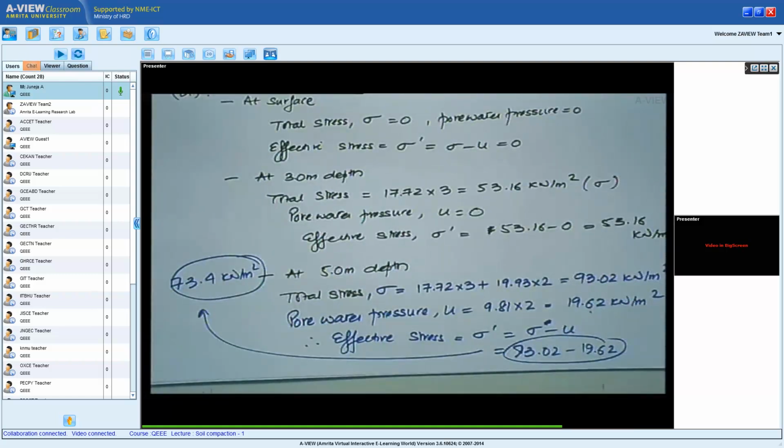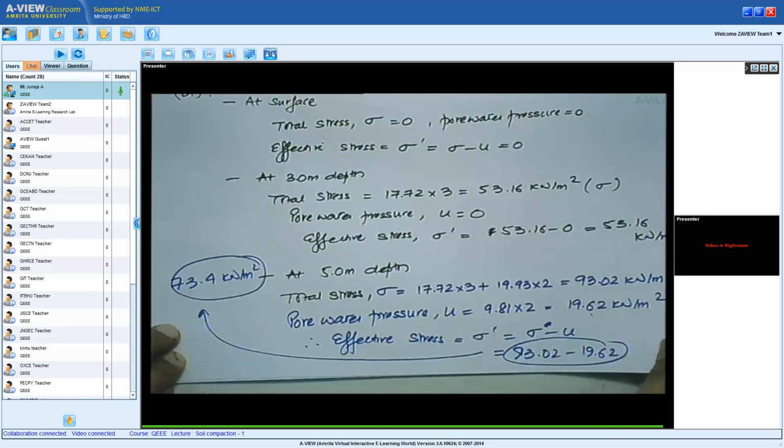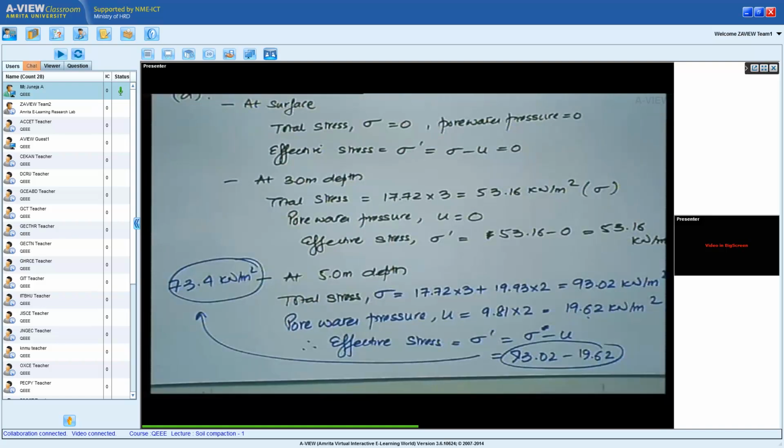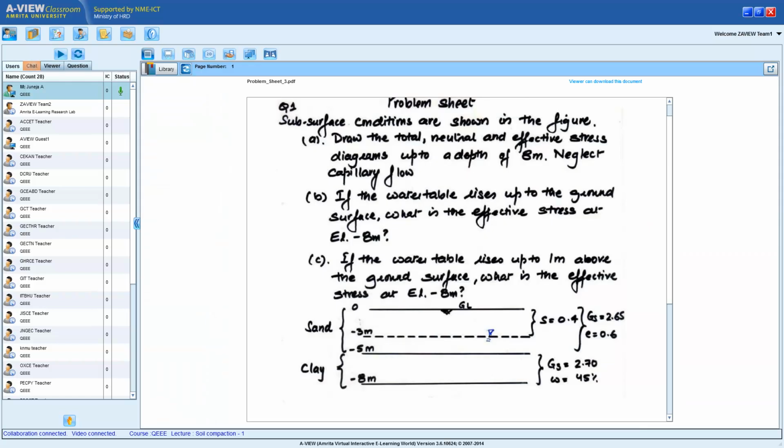Now I would like you to try the third one, at leisure, which is at 8 meter depth. If you do that, you would have the total stress, effective stress and the pore water pressure at 3 meter, 5 meter and 8 meters. The question says draw the stress distribution diagram.